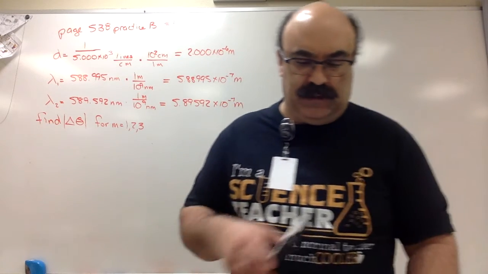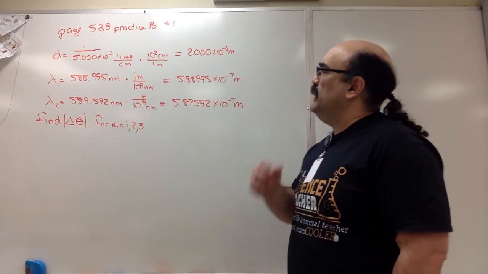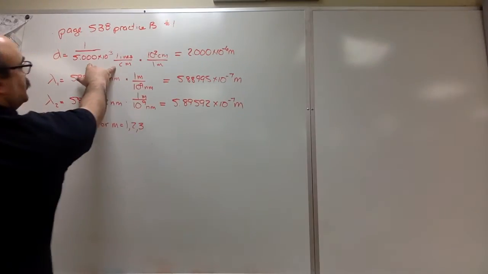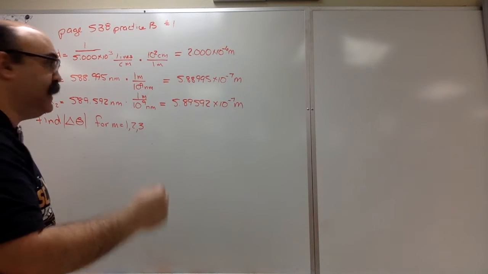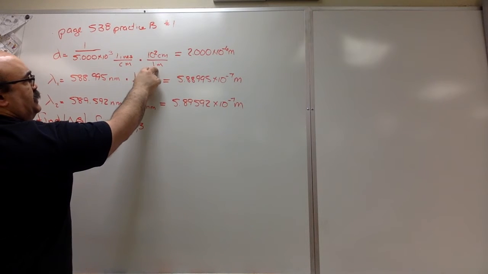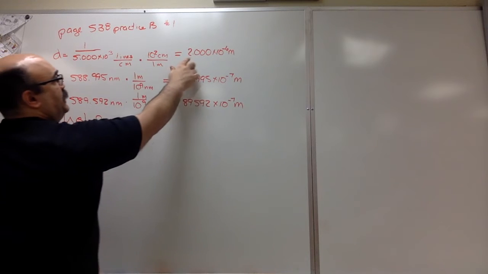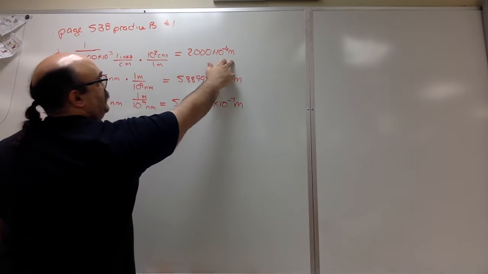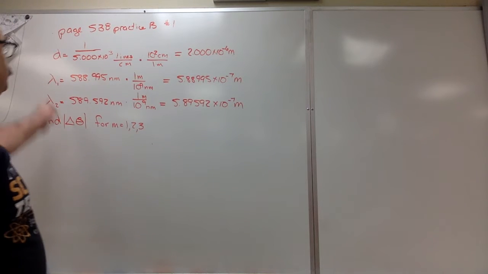Okay, interpretation. Lines per centimeter is not quite the distance. 1 over that, because we want a length, is my distance between the slits we're looking at. So we're going to have to change lines per centimeter to meters, because that's our standard. When we solve this math, we get 2.000 times 10 to the negative 6 meters. That's just showing we have 4 sig figs.